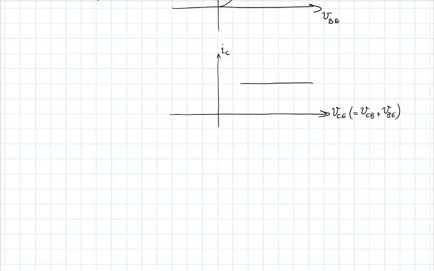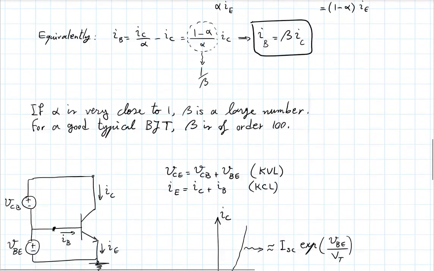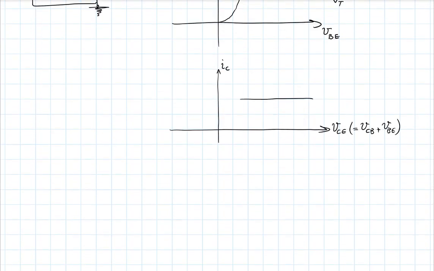It's a current source. You see, it's a current source controlled by not its own voltage drop, but the voltage drop somewhere else. You see, the value of IC is determined by the voltage across the base emitter junction, not by the voltage across the collector base junction. And that's what you want. It's a current source controlled by something else somewhere else.